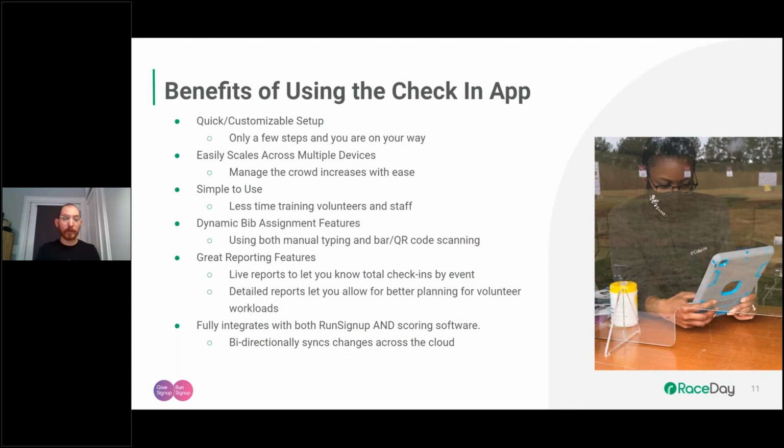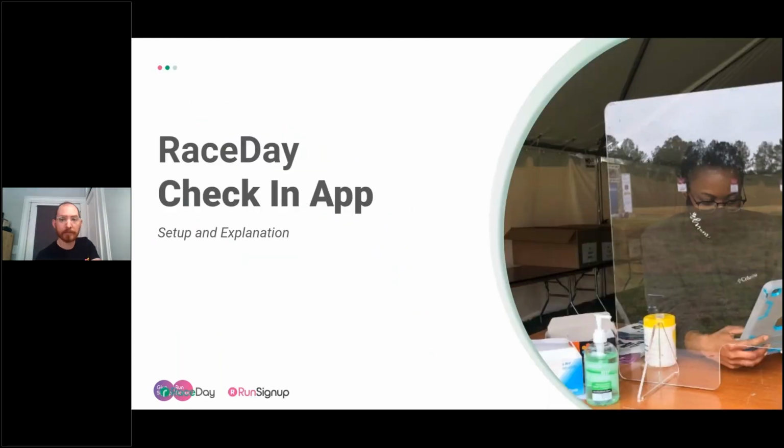Also, we give you a really nice reporting feature on the back end at RunSignup. It allows you to see how your check-in stats are going. So you can see your total number of check-ins by event. It also lets you see by the hour how many check-ins you had for each of your events. And like I said before, it does fully integrate with RunSignup and the scoring software. It's syncing bidirectionally, so all those bib assignments are automatically being sent to RunSignup.